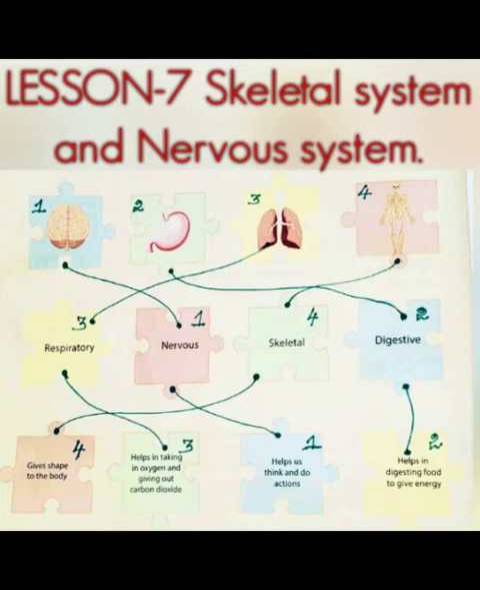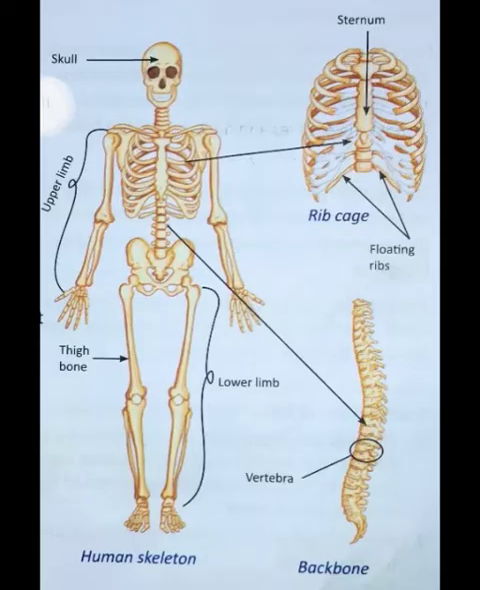Next, there are different types of organ systems in our body, but in this chapter we are going to learn about only two organ systems. What are they? First one, the skeletal system, and second one, the nervous system. First, let's see skeletal system.